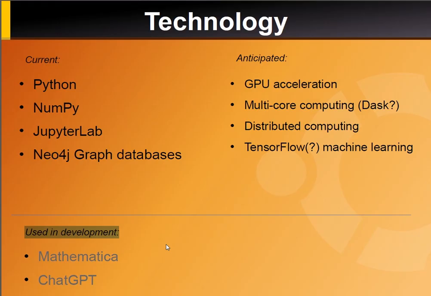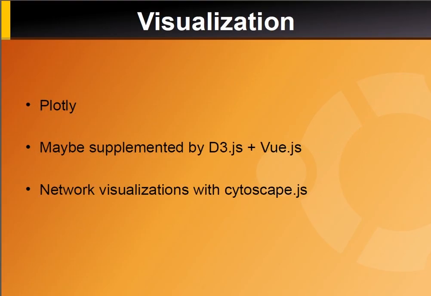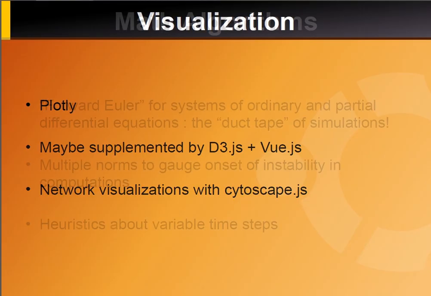ChatGPT, for example, turned out to be very adept at making good suggestions on how to deal with visualization. And Mathematica has been handy to provide some validation. For visualization, the project is currently using Plotly, which has turned out to be an excellent tool, possibly supplemented by D3 and Vue, and for network visualization, Cytoscape.js.